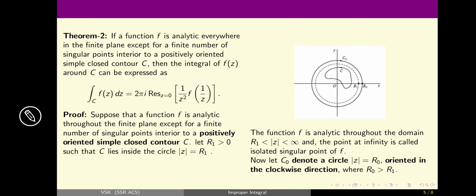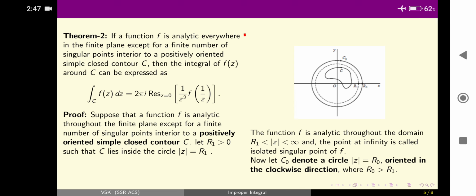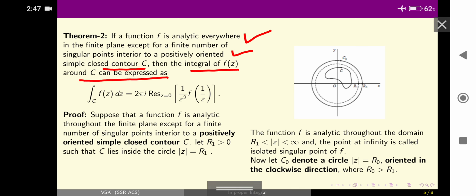Now let us see the next theorem. This says that if a function f is analytic everywhere in a finite plane except for a finite number of singular points interior to a positively oriented simple closed contour C, then the integral of f(z) around C can be expressed as integration over C of f(z) dz is equal to 2 pi i times the residue at z equal to 0 of this function, that is (1/z^2) f(1/z).